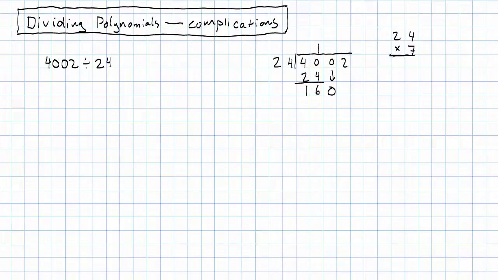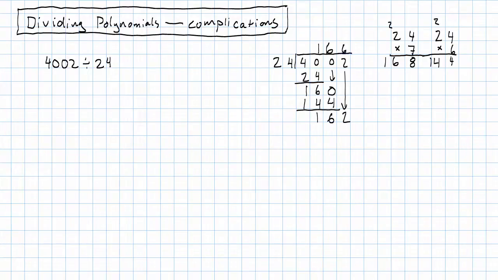Here's this awkward guessing that we don't have to do with polynomials. 28, 16. Okay, 7 was too big. Let's try 6. Okay. 24 goes into 160 6 times. Into 162 still 6 times. And then a remainder of 18.